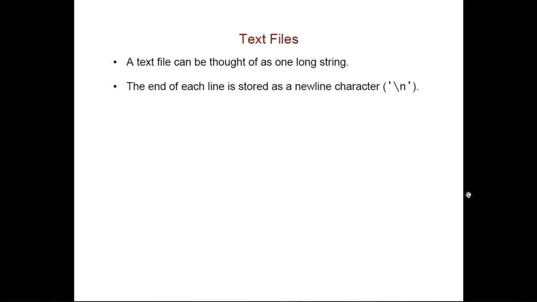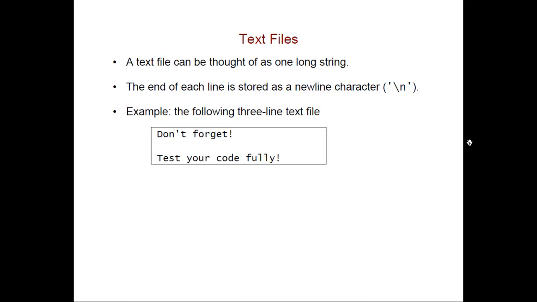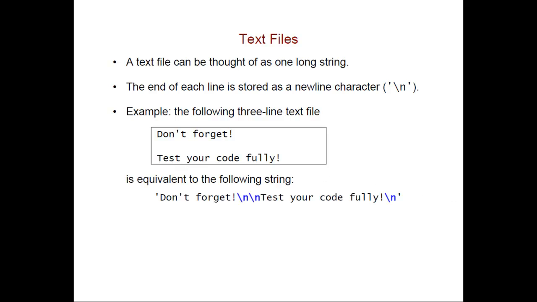In the context of a string literal, the new line character is written using a backslash character followed by an N, but it's really just a single character, a single byte in our file. So for example, if I have this three-line text file where the first line has some text, the second line is blank, and then the third line has some more text, that would actually be stored as this long string of characters. And you'll notice I have a new line at the end of the first line of text. Then because the second line is empty, I just have a new line for it. And finally, I have a new line at the end of the very last line.